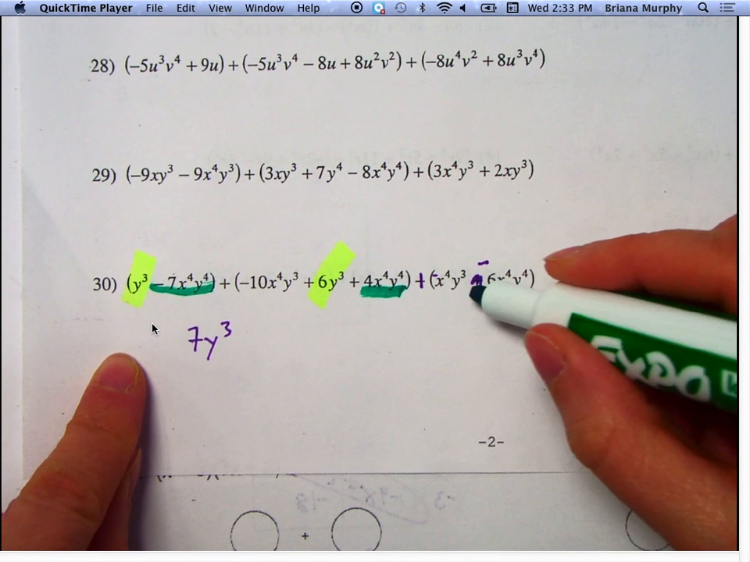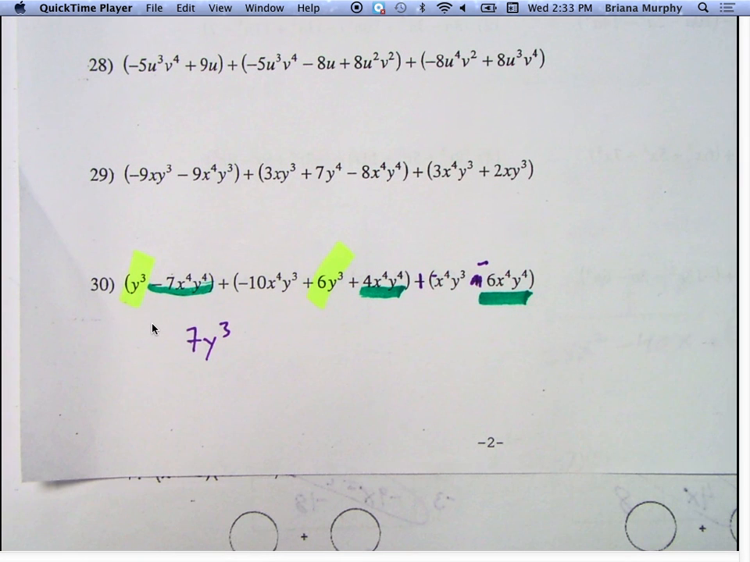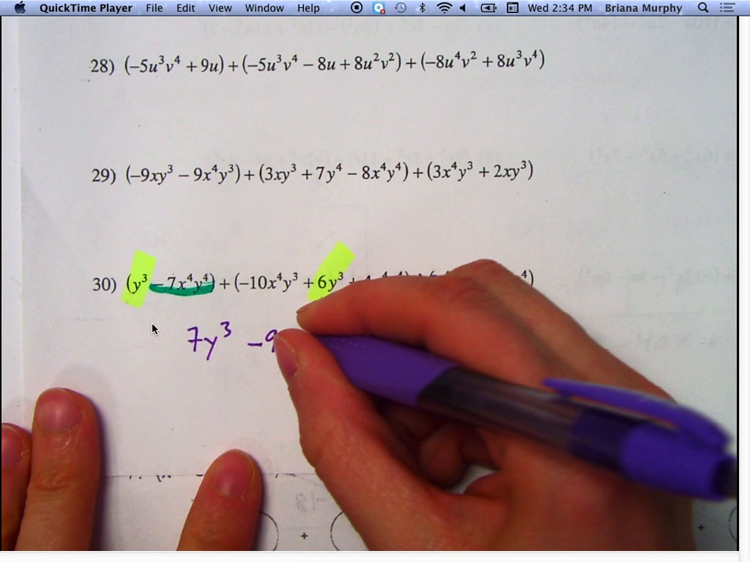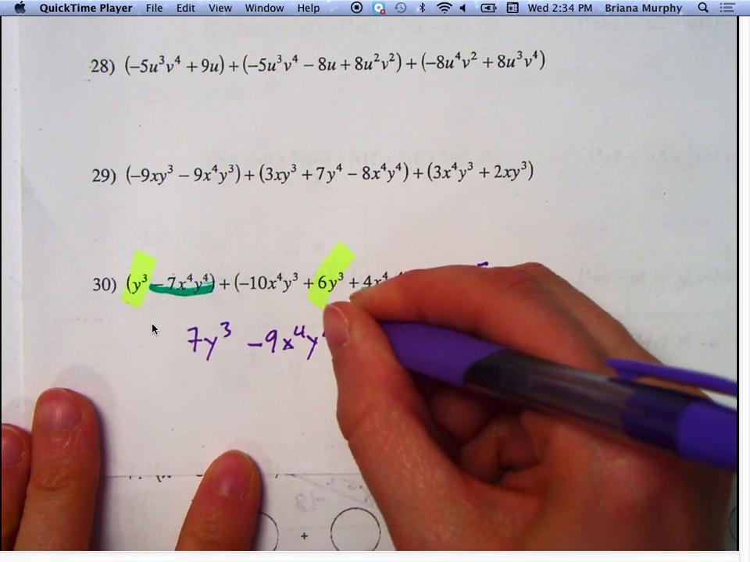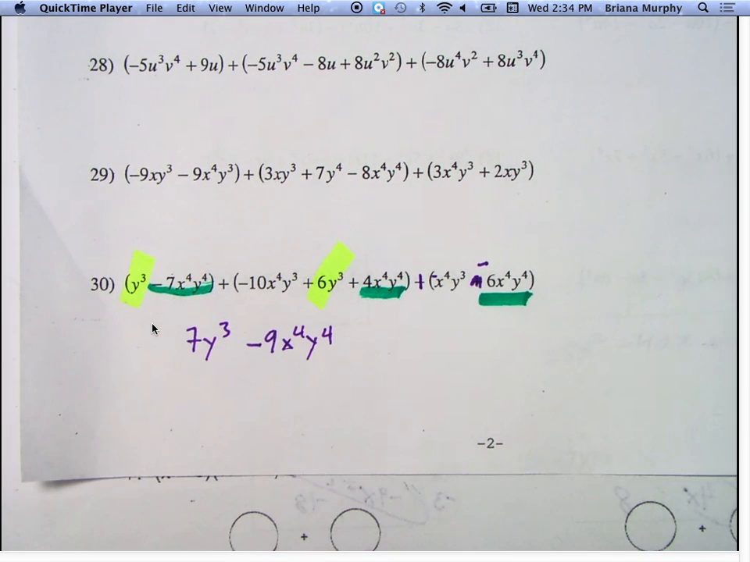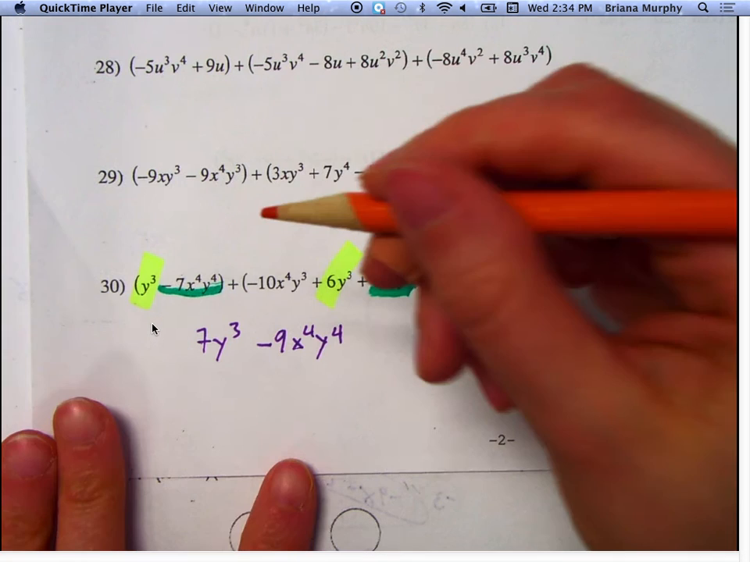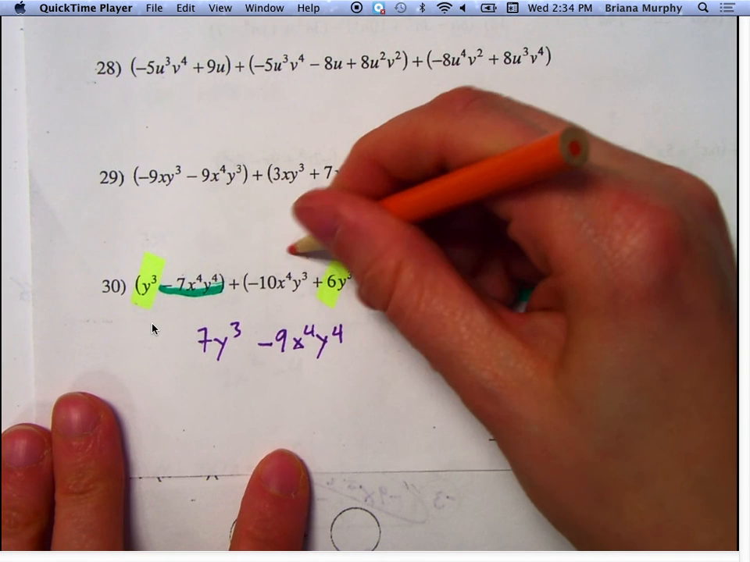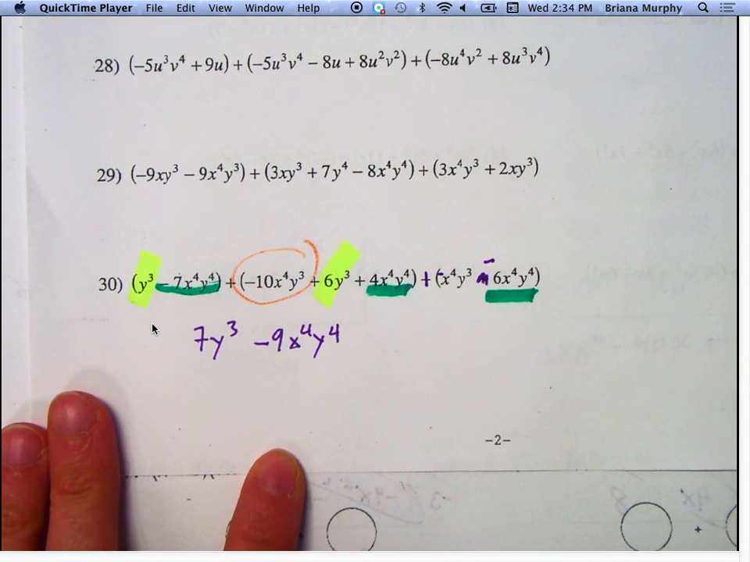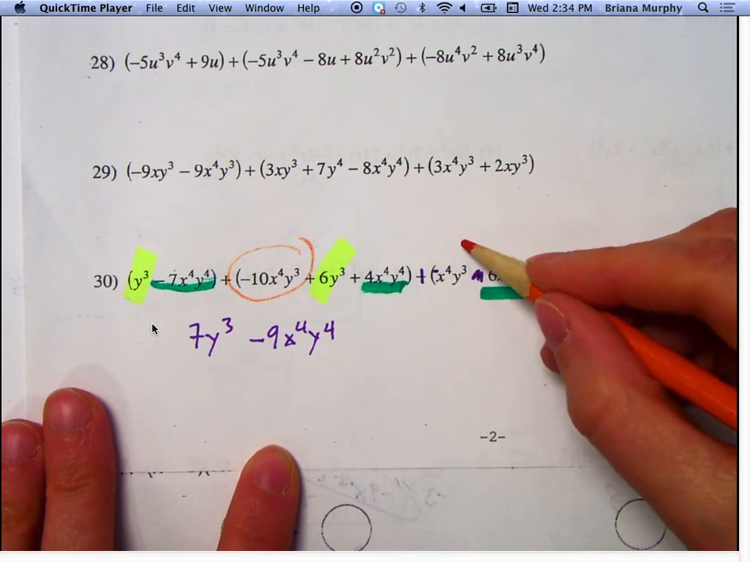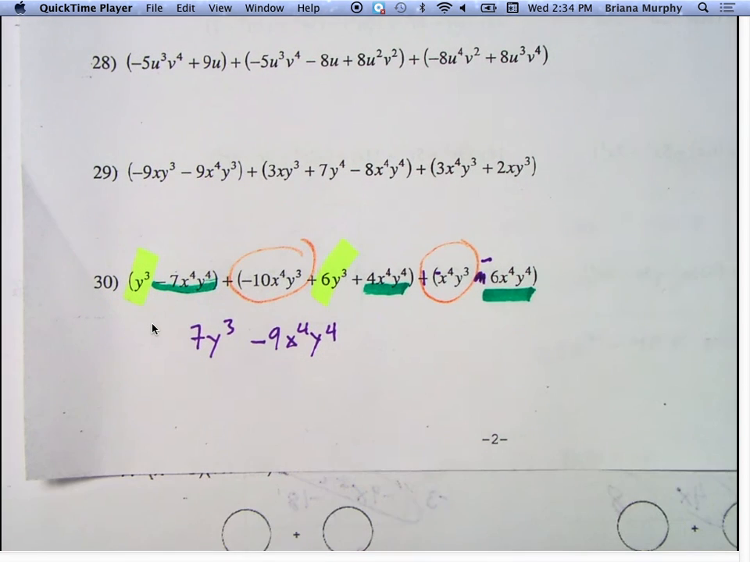6x to the fourth. Okay, so we got to put them all together. Negative 7 plus 4 is negative 3. Negative 3 and a negative 6 is a negative 9. Okay. I have x to the fourth, y to the third. Do I have any others like this? The only other one? So I have a negative 10 and a negative 1, so I have a negative.